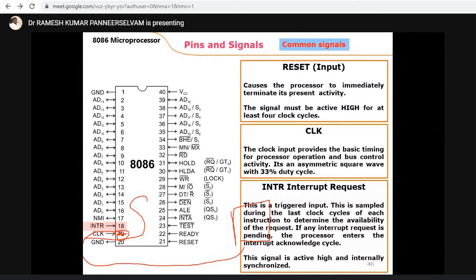But if any new interrupt comes, the processor suspends its internal activity immediately and pushes its return address to the stack segment, takes up the new interrupt request and executes the task. Then once the interrupt request is serviced, the normal program execution will resume. That is the importance of the INTR 18th pin.